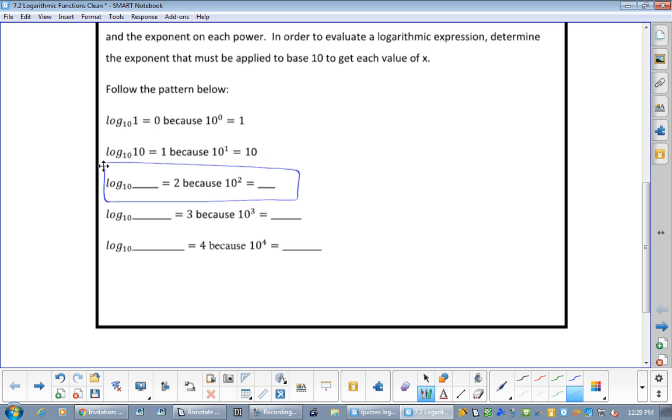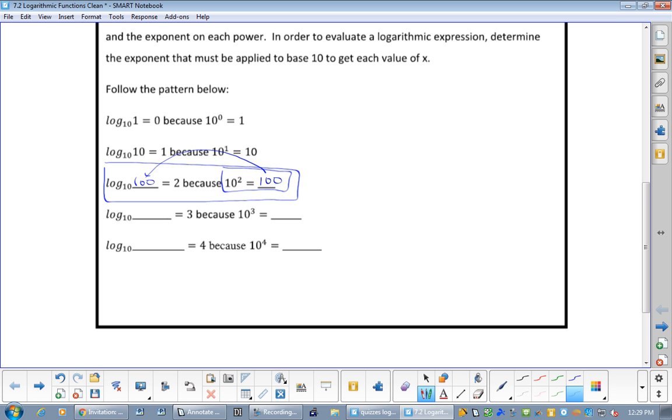Look right here. 10 squared. What does 10 squared equal? 100. 10 times 10 is 100. Okay? Now, log base 10 of 100 equals 2. It is interesting because we can take something from this. So I want to just look at this.